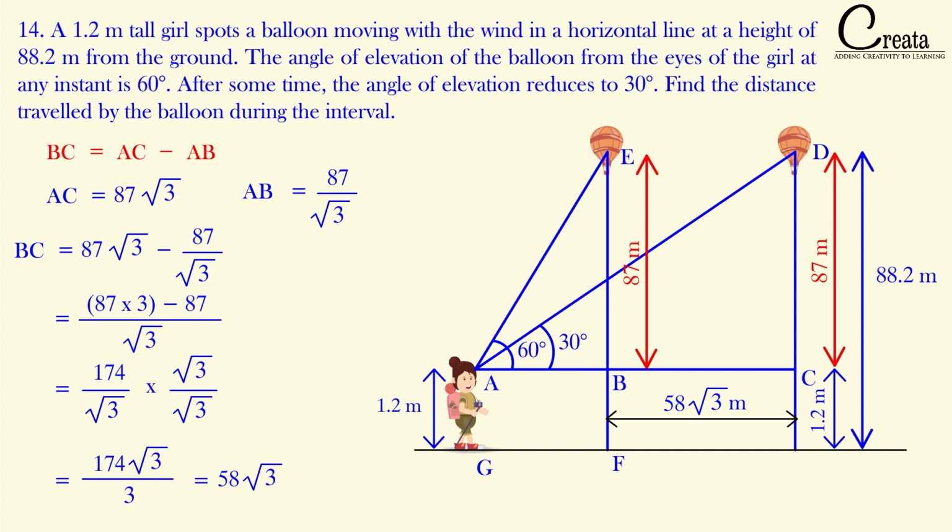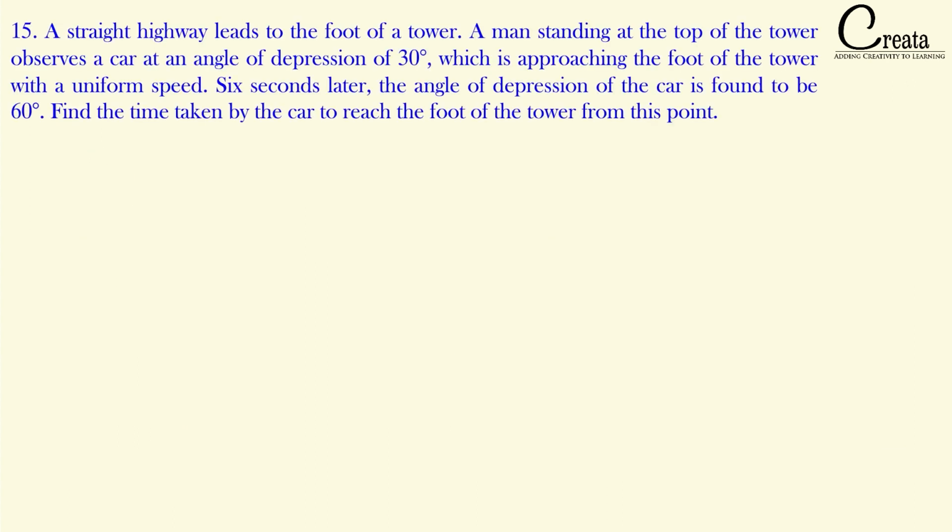So we have done with the question number 14. Let's move to question number 15. Question number 15 is, a straight highway leads to the foot of a tower. A man standing at the top of the tower observes a car at an angle of depression of 30 degree, which is approaching the foot of the tower with a uniform speed. 6 seconds later, the angle of depression of the car is found to be 60 degree. Find the time taken by the car to reach the foot of the tower from this point.